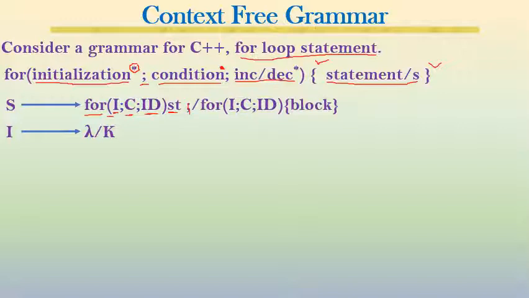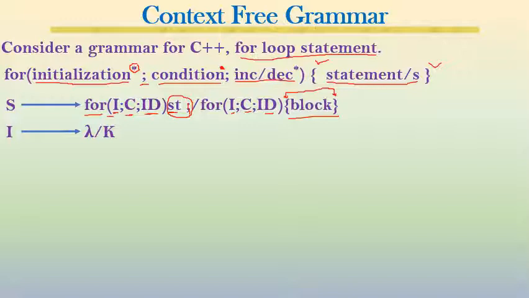And it can also be replaced with for, initialization, condition, increment, decrement, and followed by a block of statement. So if there is a single statement, then we will have just a statement followed by semicolon. We need not have curly brackets. But if there are more than one statement in the body of the for loop, then we will have to enclose that body in curly brackets. So we have two alternatives for defining the syntax of for loop.